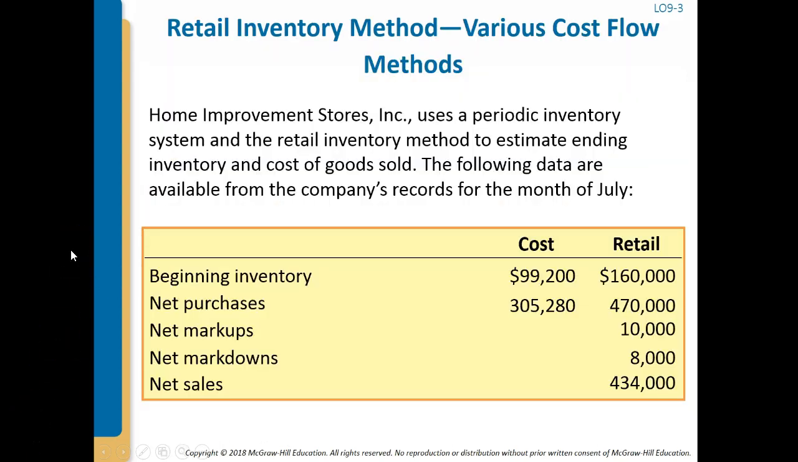So with the help of this slide, we're going to see how the retail inventory method can be used to approximate different cost flow assumptions. Home improvement stores uses a periodic inventory system and the retail inventory method to estimate ending inventory and cost of goods sold. So you see here the data shown for the month of July.